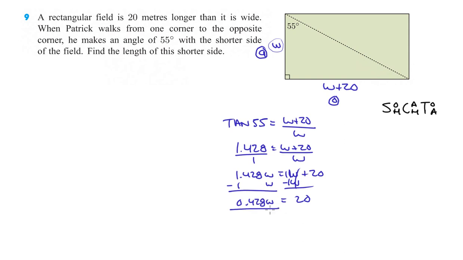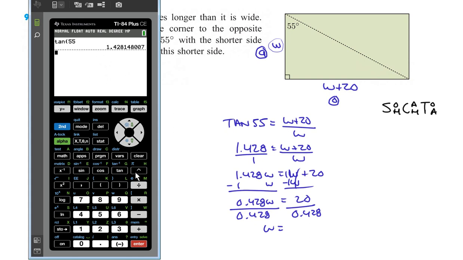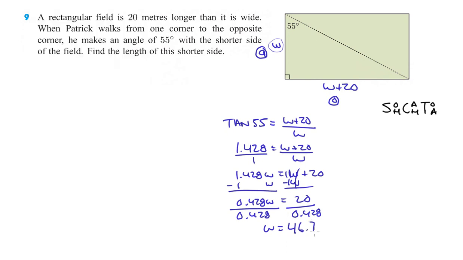0.428 W's. So we can divide both sides by 0.428, and that should tell us what our W equals. So 20 divided by 0.428 gives us about 46.7, and this is in meters.